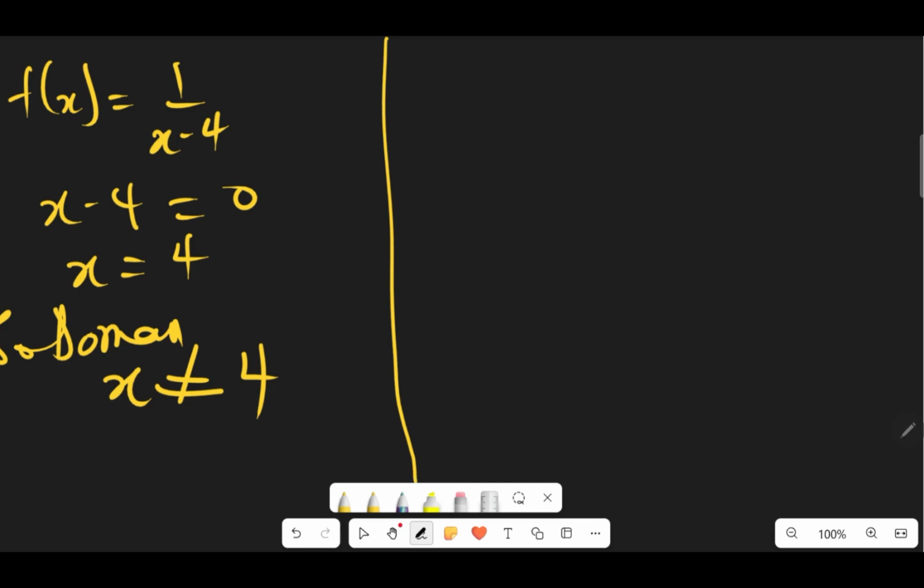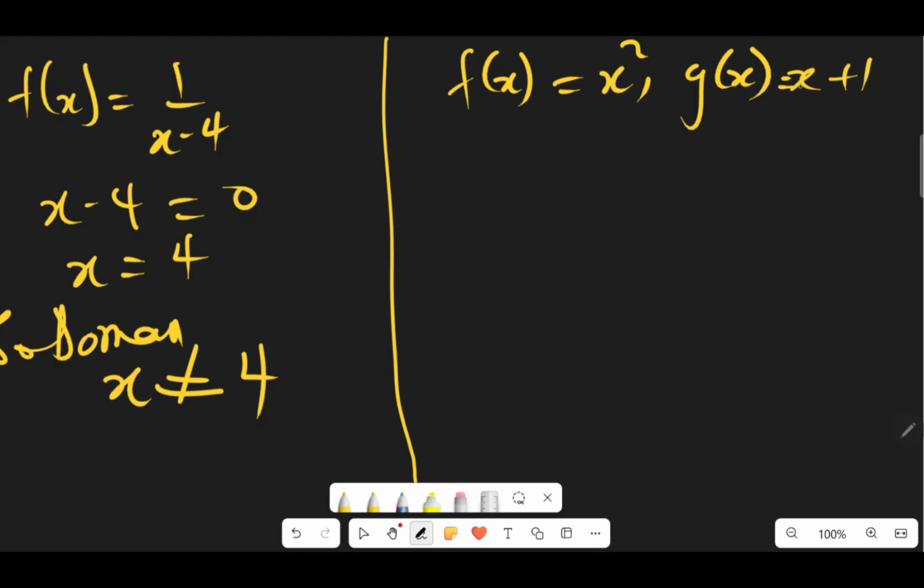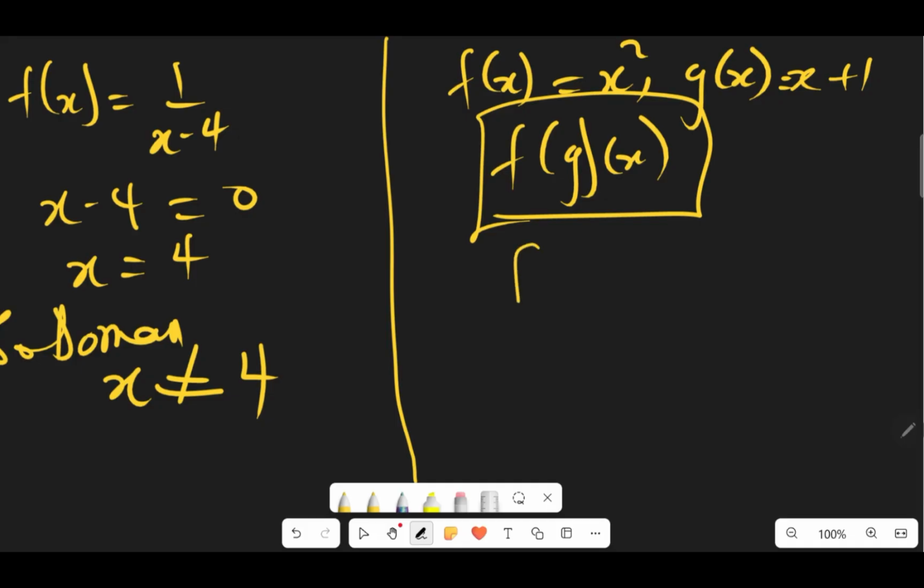Now we want to look at some questions under composite functions, and we have a question like f of x is equal to x squared, and g of x is equal to x plus 1. We are to find f of g of x. Now we know our g of x and we know our f of x. This statement here is simply to find f of x plus 1, because x plus 1 is g of x. So we are finding f of x plus 1.